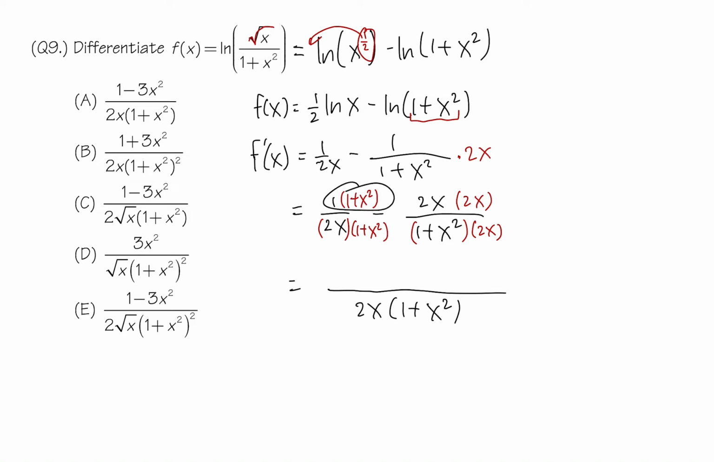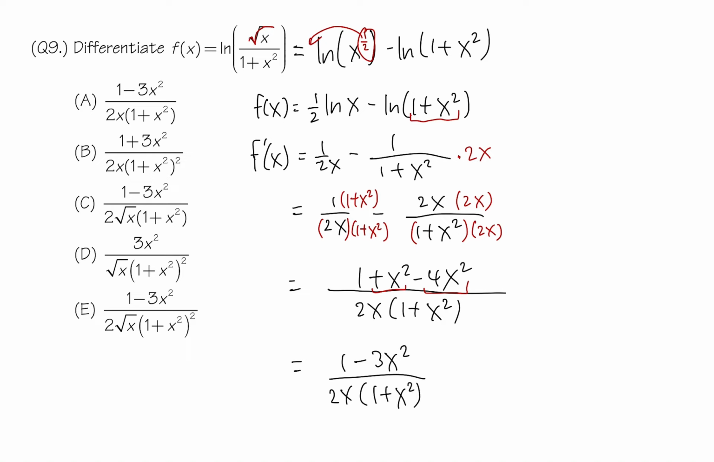For the top, 1 times that is just that, so it's 1 plus x squared. And minus 2x times 2x, so that will be minus 4x squared. Altogether, we see that this and that can be combined. Therefore, 1 minus 3x squared over 2x times 1 plus x squared. And that's it. But of course, make sure that you choose the right answer before you move on. That's answer choice A. Yay.